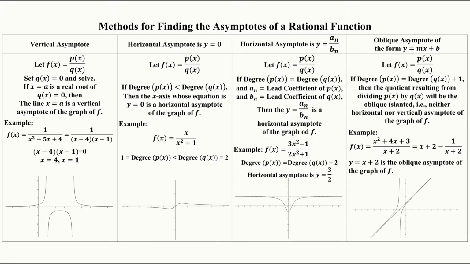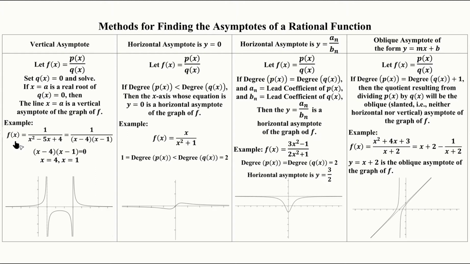All right, next we want to explore the different methods for finding the various types of asymptotes of a rational function. The first type we'll look at are vertical asymptotes. These are the easiest type because if you have a rational function f(x) = p(x)/q(x), then all we have to do is set q(x) = 0 and solve, because all the vertical asymptotes are going to occur at the x values where the denominator is 0. Now, if x = a happens to be a real root of the equation q(x) = 0, then the line x = a is going to be a vertical asymptote of the graph of f.